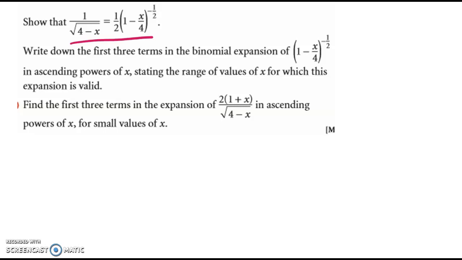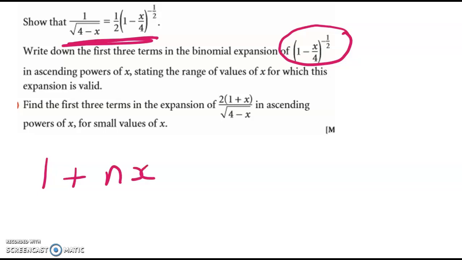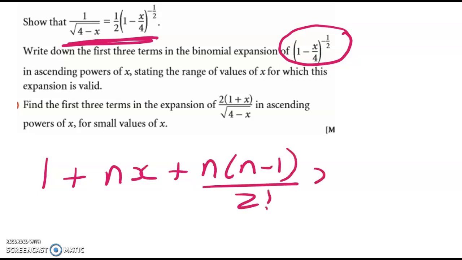So the first thing we've got to do is a little bit of algebra. That's probably worth 1 mark. And then we're going to write down the first 3 terms in this binomial expansion. So the first 3 terms means we're going to have a 1 plus a something x plus a something x squared, right? So this is my basic form of the binomial theorem for negative and fractional powers.